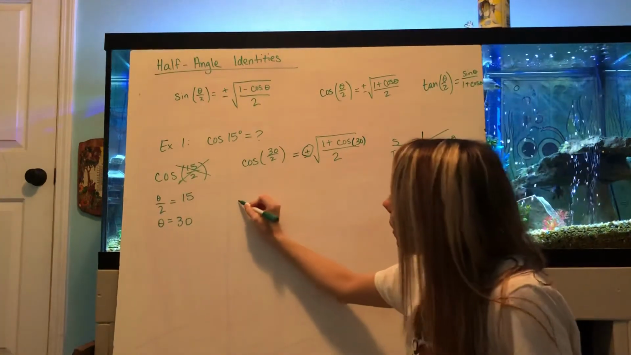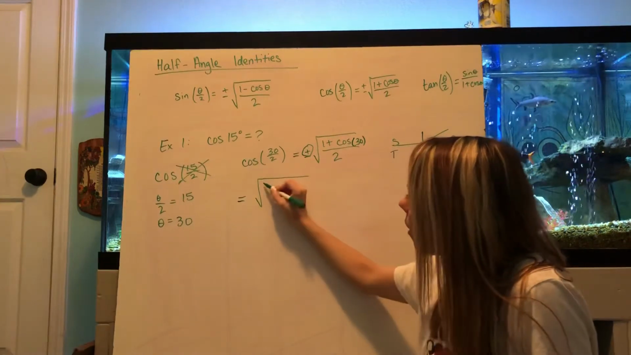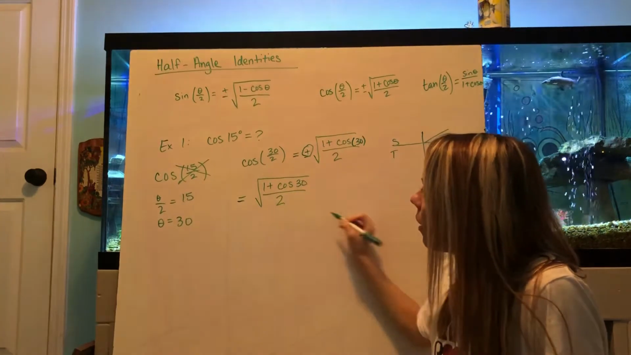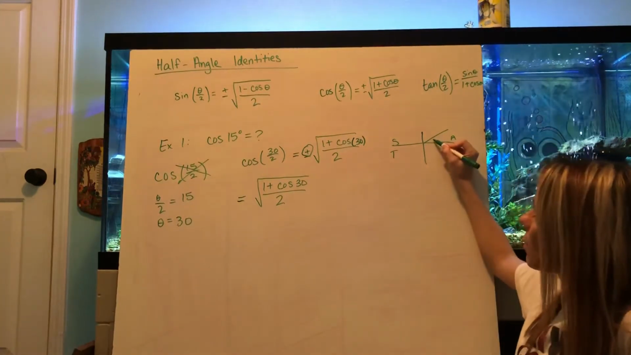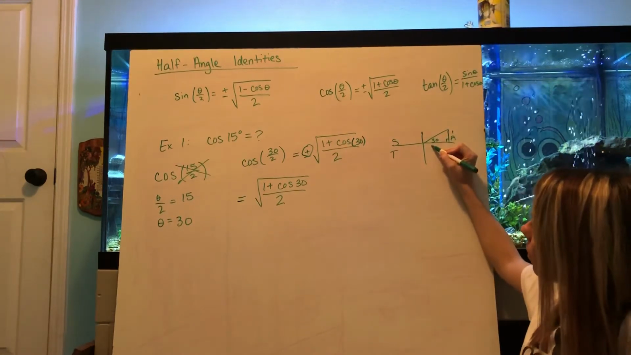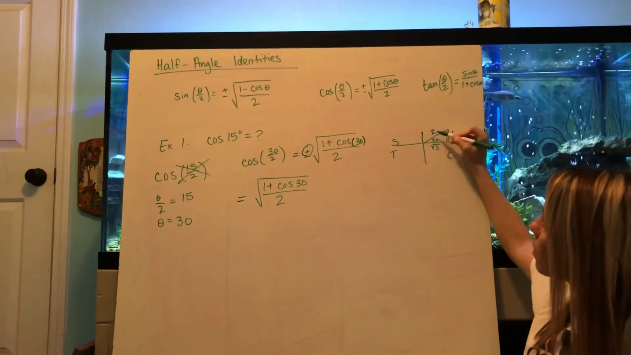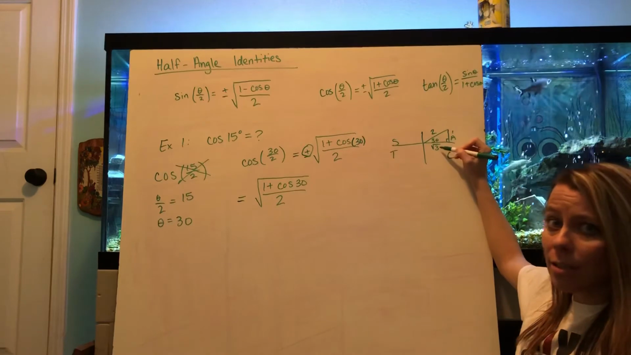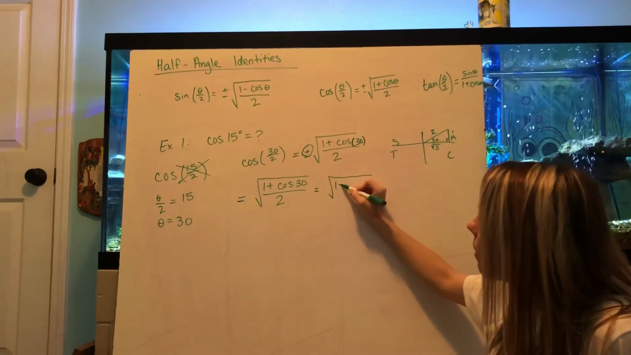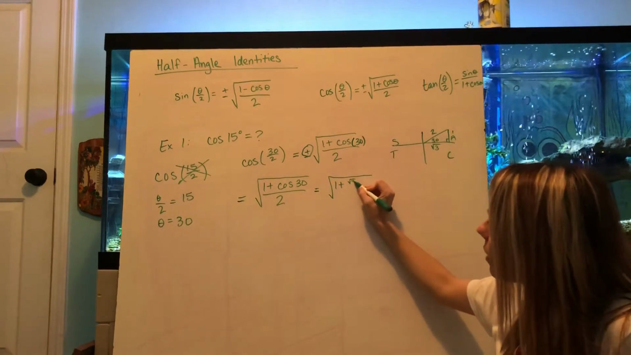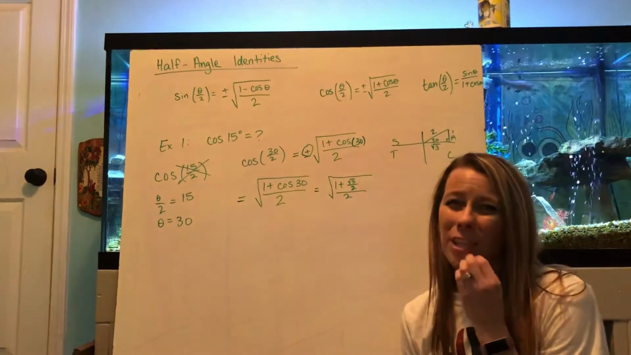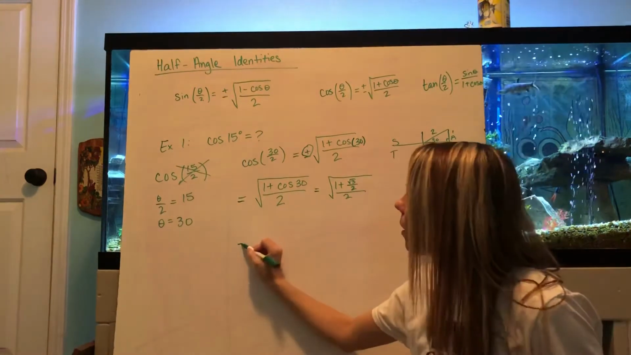Okay, so from here we have the square root of 1 plus cosine 30 divided by 2. So if I do cosine 30, I'm going to go back up to this triangle. Across from 30 is 1, across from 60 is root 3, hypotenuse is 2. Cosine is adjacent over hypotenuse. So I have the square root of 1 plus the adjacent, the square root of 3, hypotenuse is 2, all over 2. And we're not done because it's not really simplified. So I'm going to keep going.